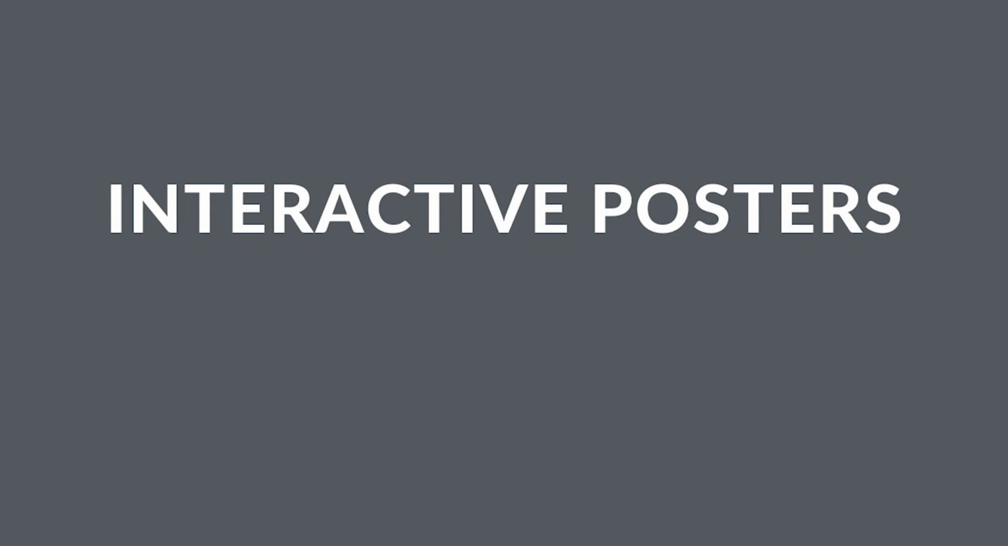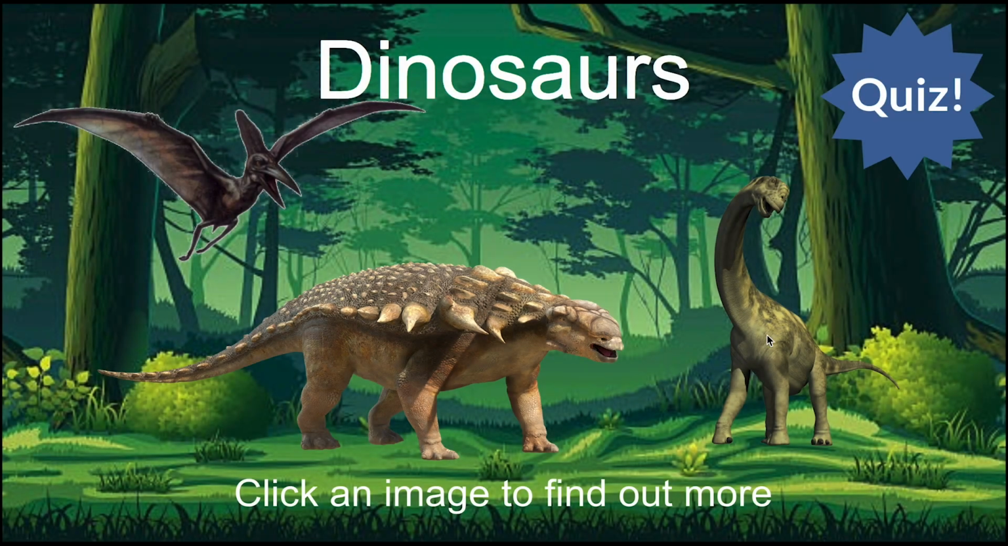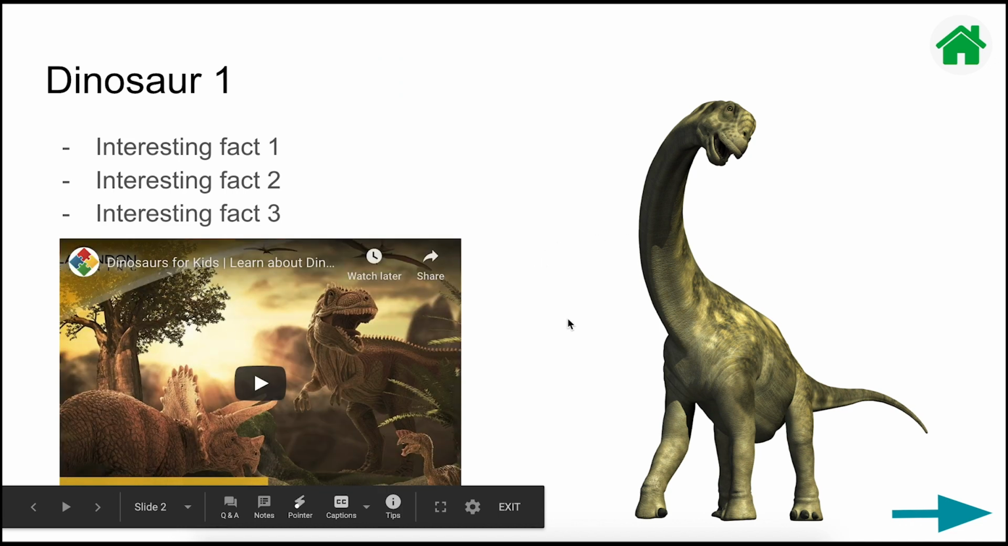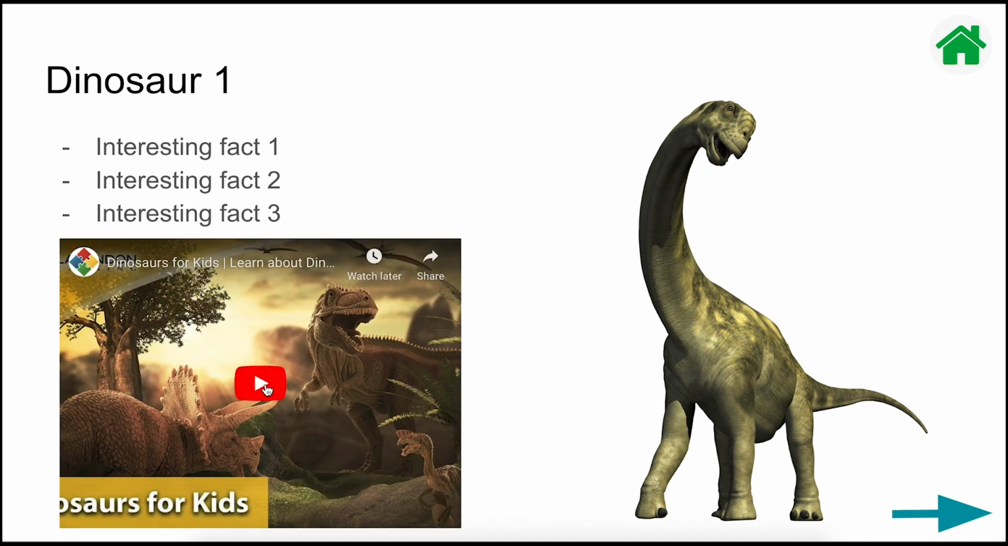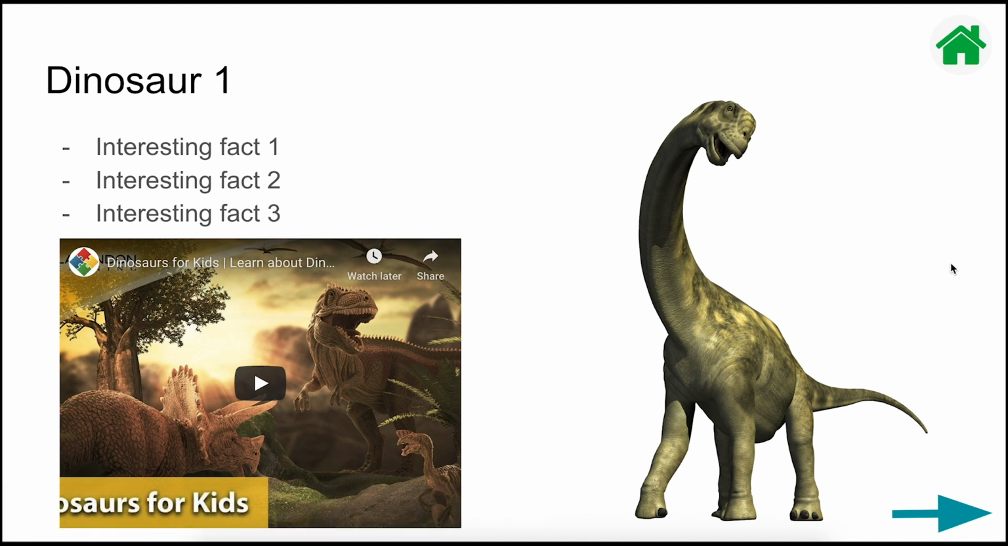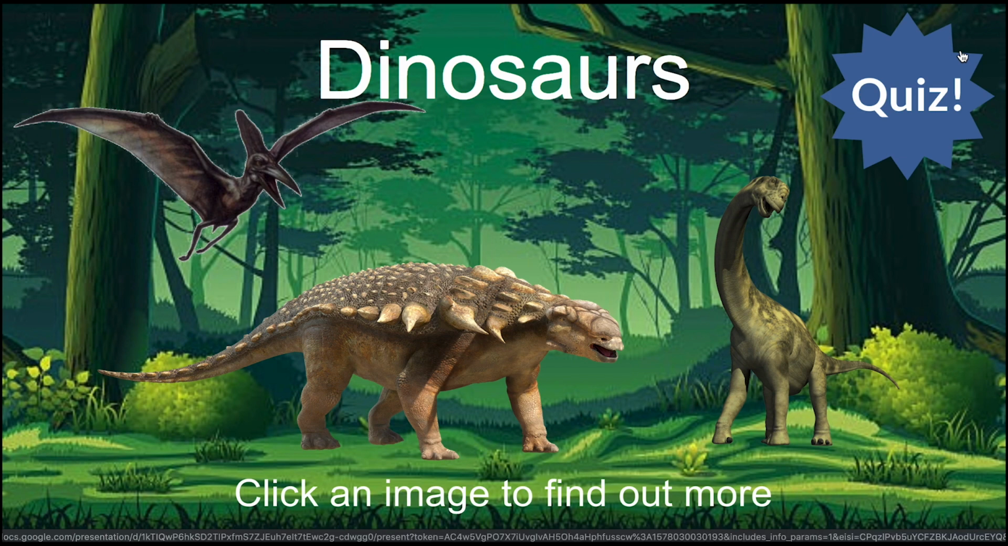So let me start by sharing with you what our final product is going to look like. So here we have our poster all about dinosaurs, and you'll notice that down at the bottom there are instructions that tell us to click on an image to find out more. And if we go ahead and click on one of the dinosaurs, we notice that we're taken to a page that has some interesting facts, a video, as well as a picture of the dinosaur that we're looking at, and some navigation tabs. We can go back home, take a look at another dinosaur, and more information about that.